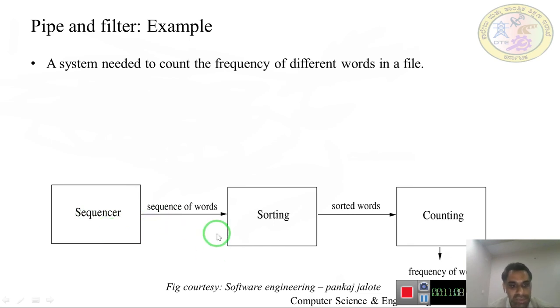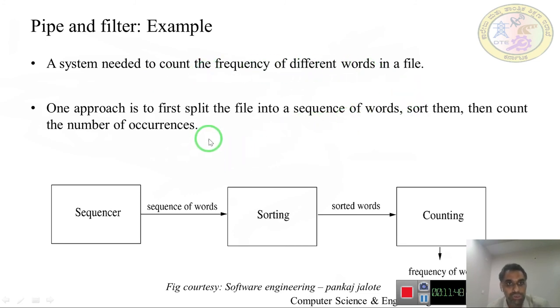Fine. Then this sequence of words is sorted by the component called sorting, which will pass the sorted words to another filter called counting. So what does counting do? This counting will count the number of occurrences of the different words. So it basically tells you the frequency of words. Fine. So this is the proposed pipe and filter architecture for the given example. What is the given example? To count the frequency of words in a file.